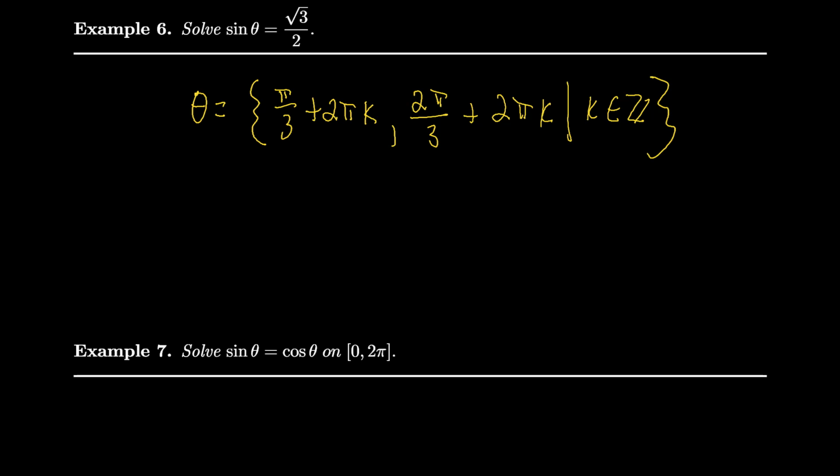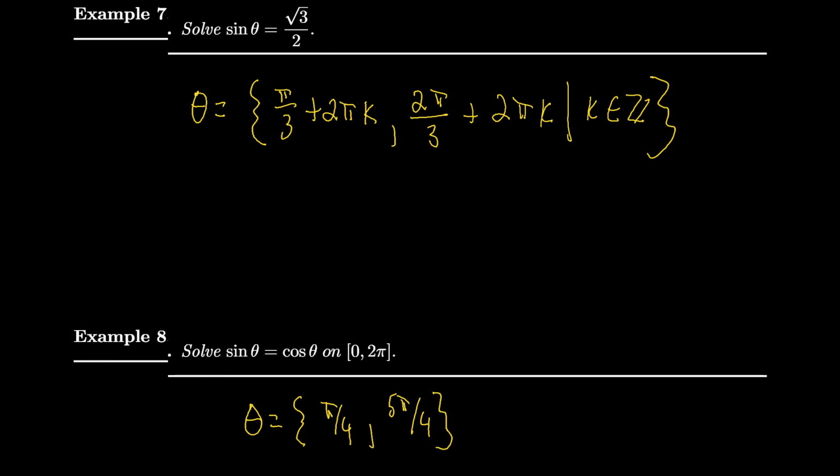The next one down here says solve sine theta equals cosine theta on 0 to 2 pi. That is saying, in one revolution of the unit circle, where are sine and cosine the same? 2 places, pi over 4 and 5 pi over 4. And it's just on one revolution, so that's all you have to tell me. So 2 places, pi over 4, they're the same, and 5 pi over 4, they're both negative there. At pi over 4, they're both root 2 over 2. At 5 pi over 4, they're both negative root 2 over 2.